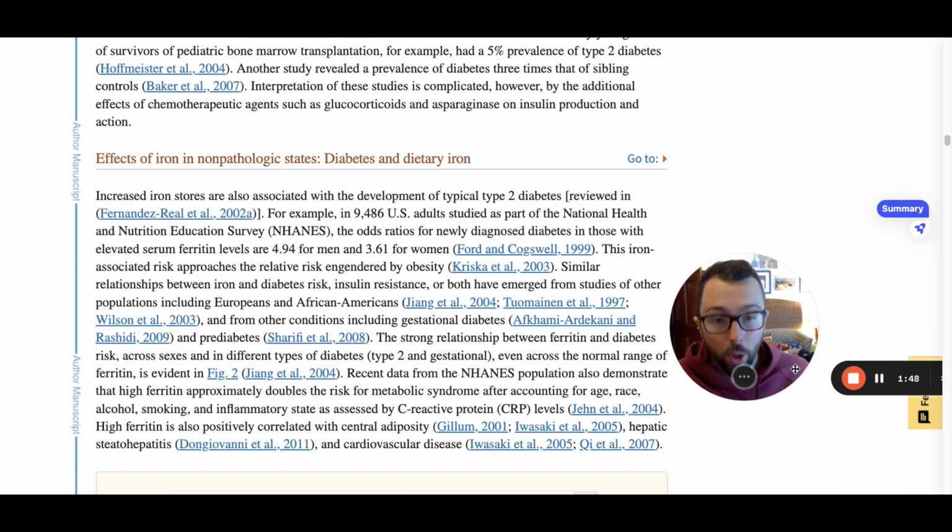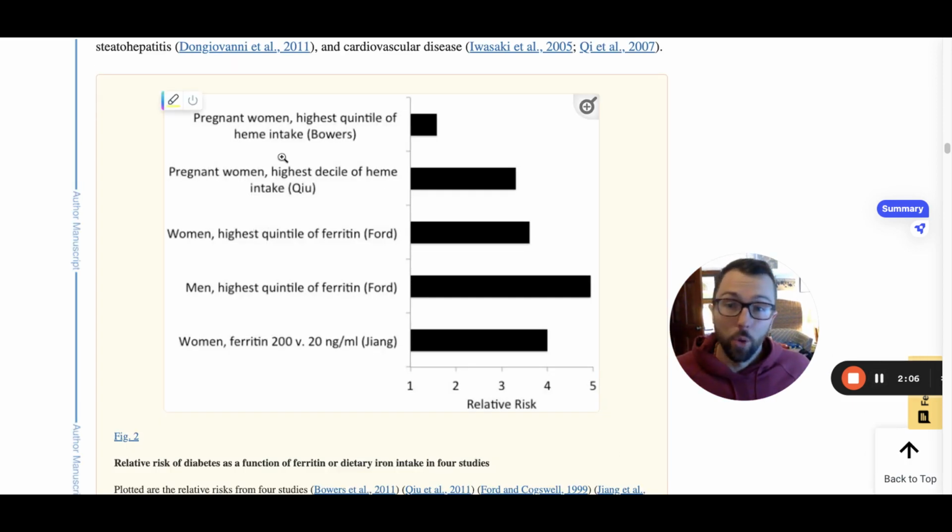This is an interesting component of iron load and diabetes. This references a study where they quantify the risk of developing diabetes based on different metrics of iron. So let's take a look at the graph here. So pregnant women, gestational diabetes is incredibly common. It happens a lot, more and more these days than typical. So this is just mentioning that pregnant women in the highest quintile of iron intake are almost twice as likely to develop diabetes.